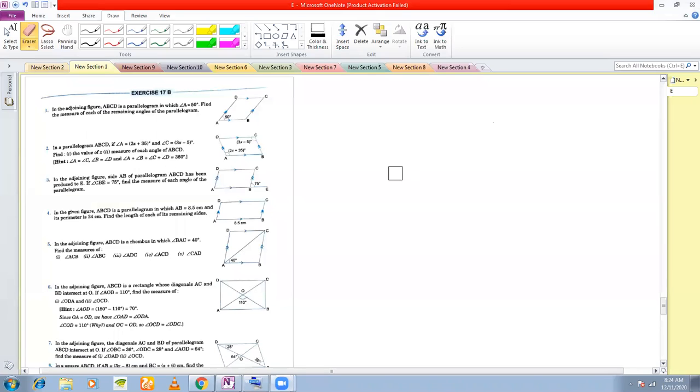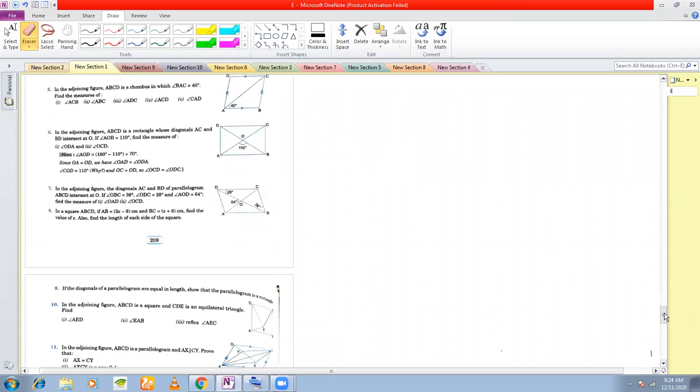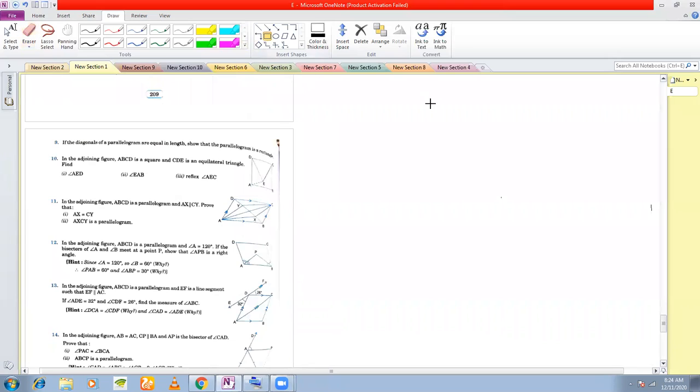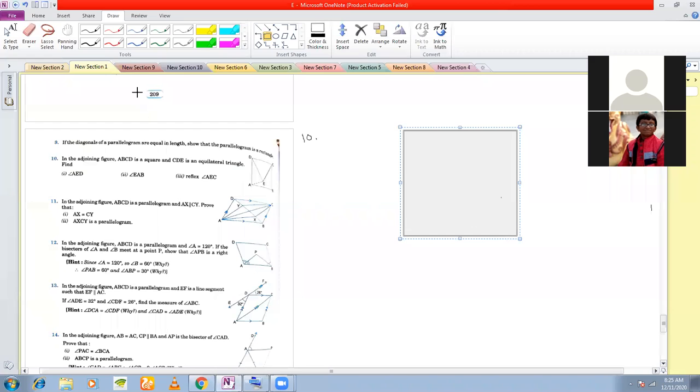And we shall use this property. Yes, the squares, number 10. Look at number 10. This problem here, right? Let me just draw the diagram for number 10. This is the diagram for number 10.